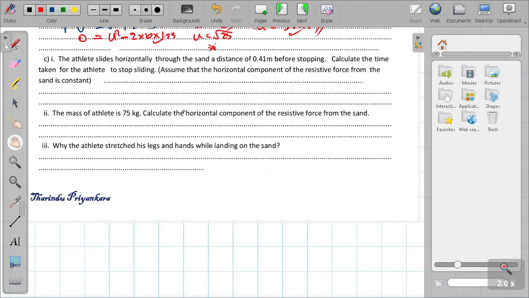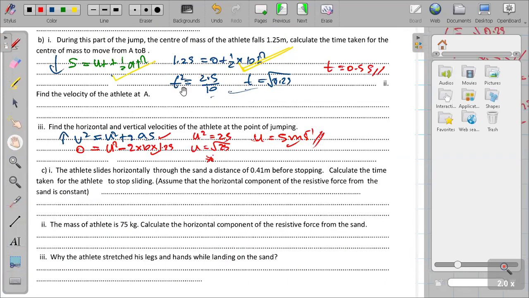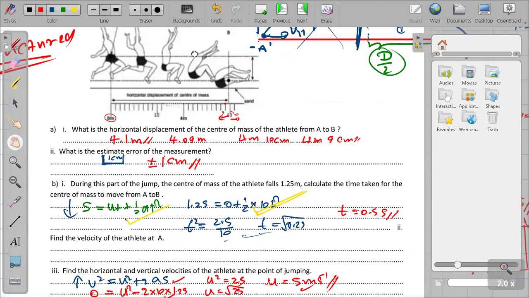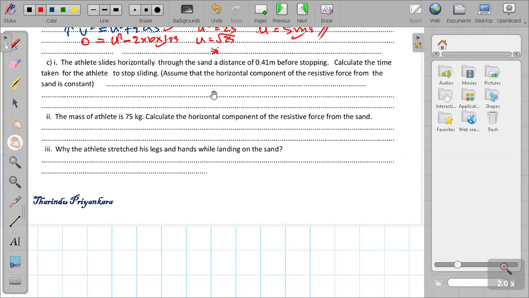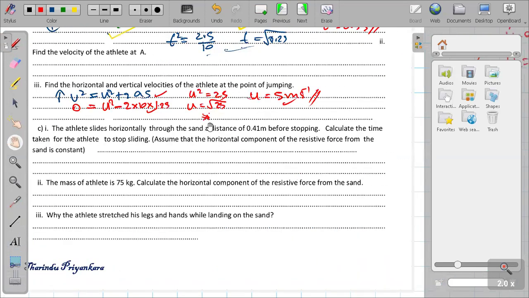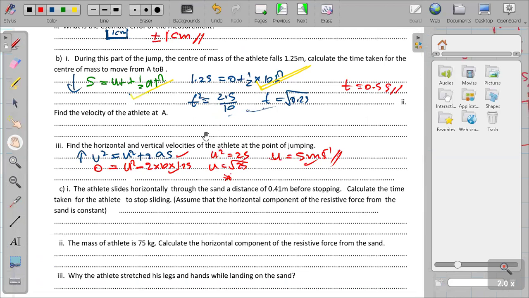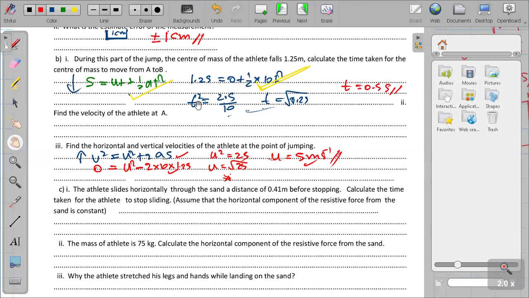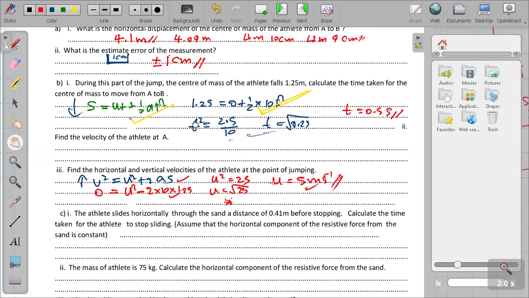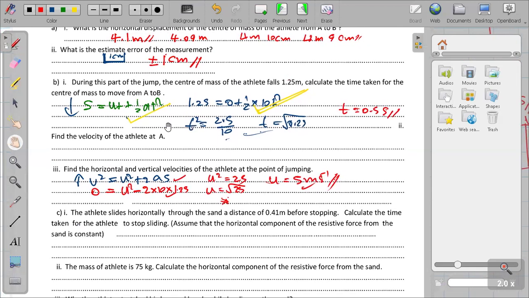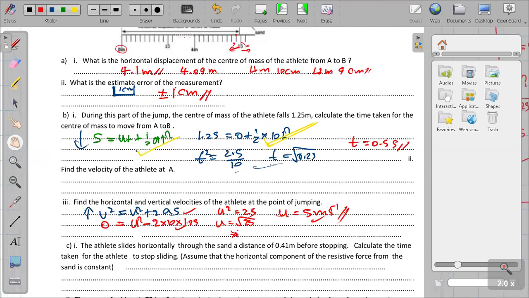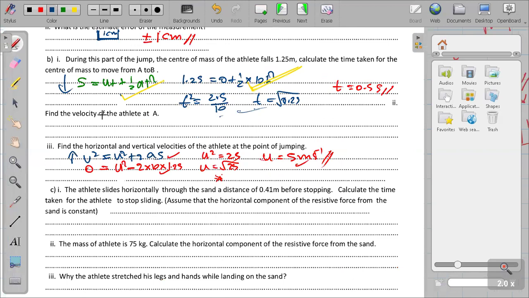The athlete slides horizontally through sand at a distance of 4.1 meter before stopping. It is not about this distance, it is also 4.1. He slides. Oh, wait. Vertical, I found, I didn't find this one, sorry. Okay, I didn't find this answer, it's a big mistake.